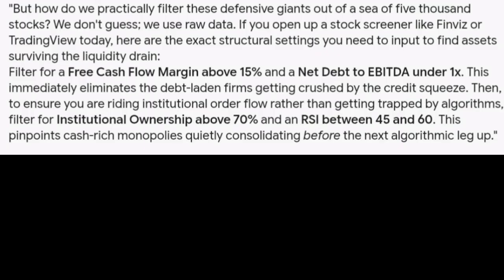Filter for a free cash flow margin above 15% and a net debt to EBITDA under 1x. This immediately eliminates the debt-laden firms getting crushed by the credit squeeze. To ensure you are riding institutional order flow rather than getting trapped by algorithms, filter for institutional ownership above 70% and an RSI between 45 and 60. This pinpoints cash-rich monopolies quietly consolidating before the next algorithmic leg up.